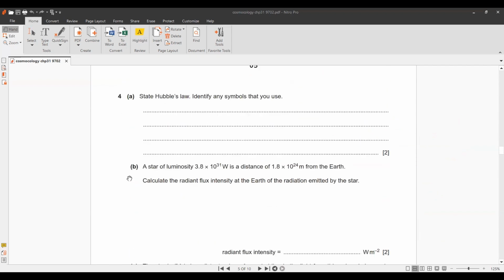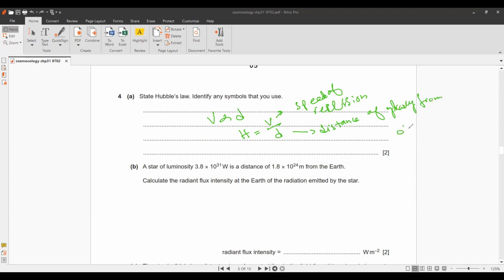They have asked us to state Hubble's law and identify any symbols that we use. Hubble's law tells us the velocity, or the speed, of the galaxy is proportional to the distance of the galaxy, and Hubble's law is given as H equals v over d. And just for revision, v gives us the speed of recession, and d is the distance of the galaxy from the observer.